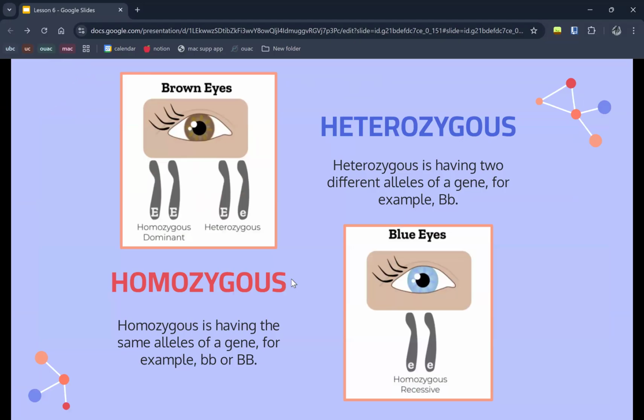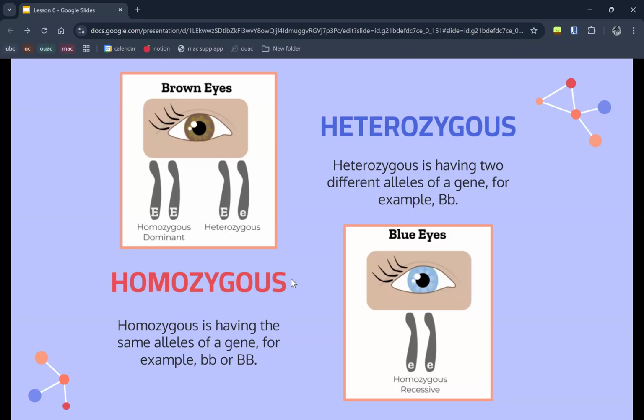So the term for having 2 different alleles of a gene is heterozygous. So going back to our example of capital B for brown eyes and lowercase b for blue eyes, a heterozygous pair would be capital B, lowercase b. So this means that you have 1 dominant trait and 1 recessive trait. We know that you need 2 recessive traits for them to actually be expressed or visible in the individual. So someone with capital B, lowercase b would have brown eyes.